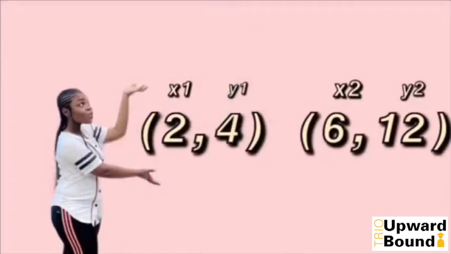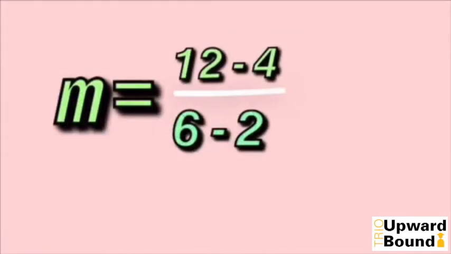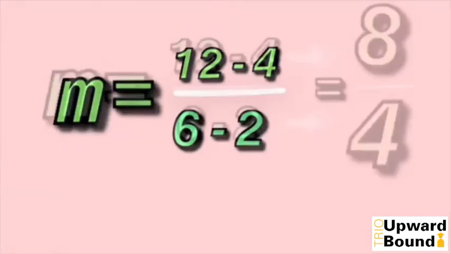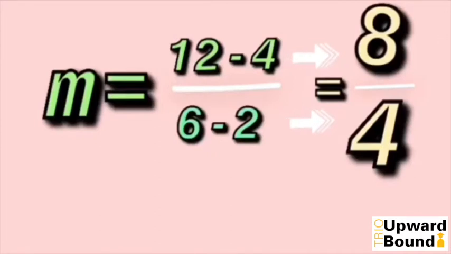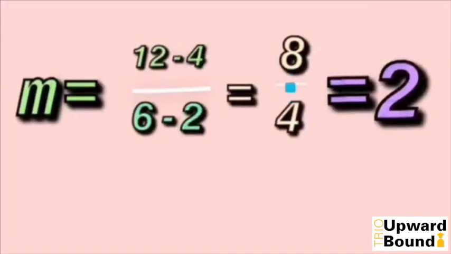Back to our points, we're now going to plug them into the formula for slope. You want to plug in 12 for y2, 4 for y1, 6 for x2, and 2 for x1. That'll look like m equals 12 minus 4 over 6 minus 2. Now you want to simplify the expression. 12 minus 4 equals 8, and 6 minus 2 equals 4. That leaves us with 8 over 4. Now we want to divide 8 by 4, and that'll leave us with 2.